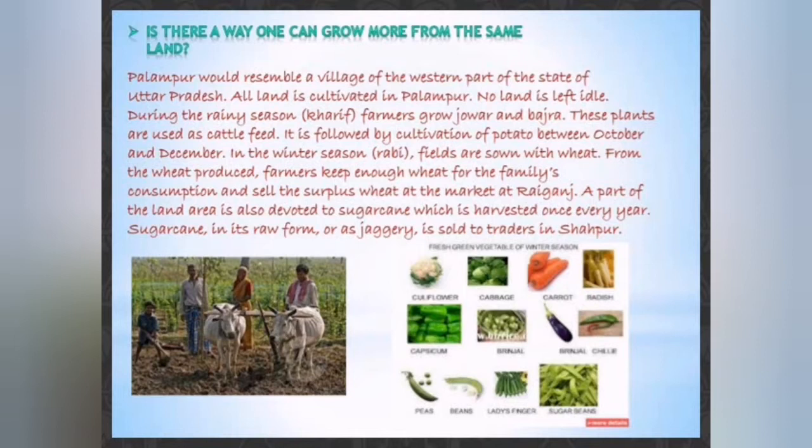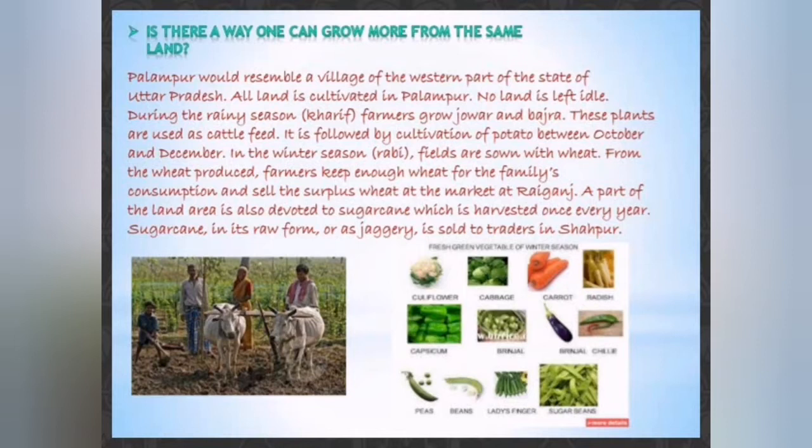For example, multiple cropping. The first method to increase production from the same piece of land is multiple cropping. Multiple cropping means cultivation of more than one crop on the same piece of land during a year. It is the most common way of increasing production on a given piece of land. In this village, Palampur, they are cultivating at least two main crops. Many are growing potato as a third crop in the past 15 to 20 years.